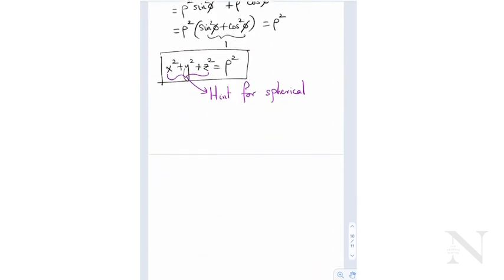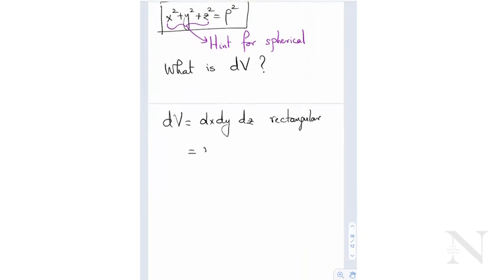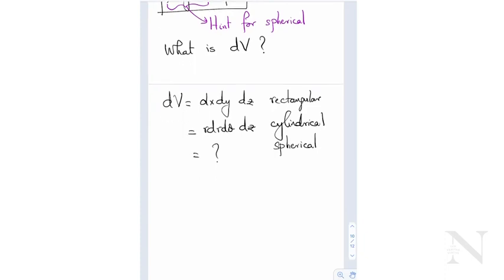Now the bigger question is, what is dV? That's the only thing remaining, and then we can start computing volumes and masses. Remember, this was simple, just dx dy dz in rectangular coordinates. This was r dr d theta dz in cylindrical coordinates, so it got a little harder, but not too bad. What is this in spherical coordinates? It's probably the only crazy part of spherical coordinates, that the dV is a little bit non-intuitive.